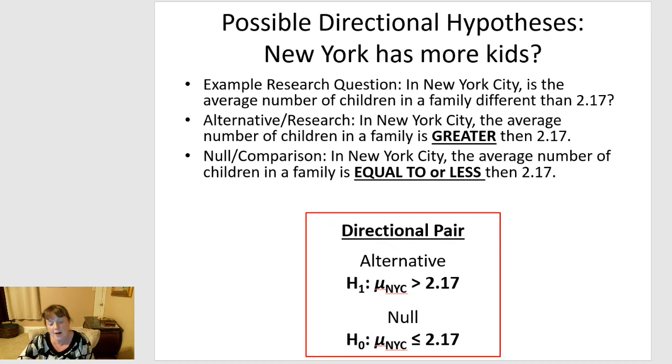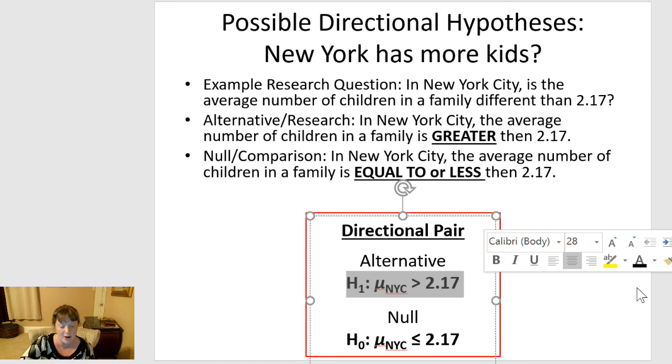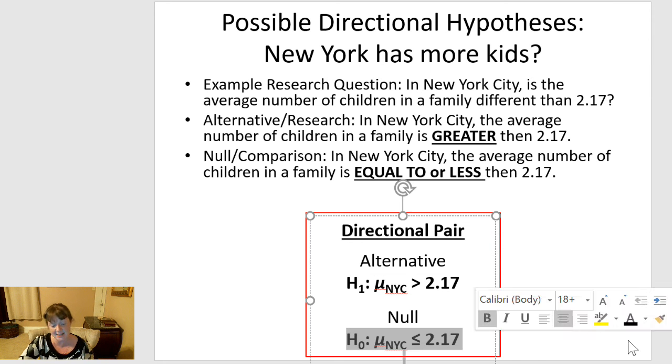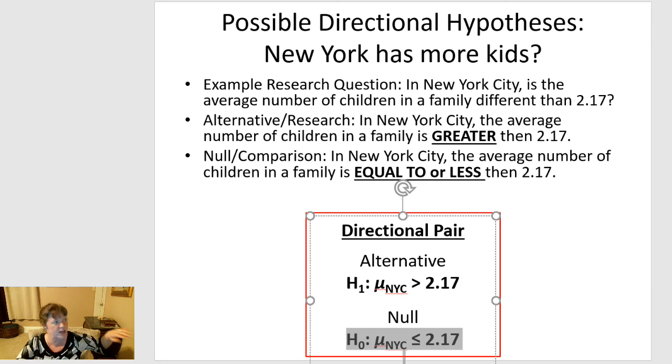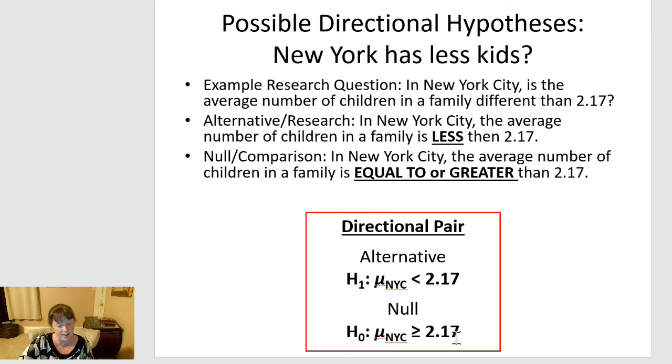And then we have one possible directional set of hypotheses where you're specifying that people in New York City have greater numbers of children than average as your alternative research hypothesis. So you go ahead and test the idea that they have less than or equal to, hoping to reject it. But there's another potential set of directional hypotheses that I could come up with.